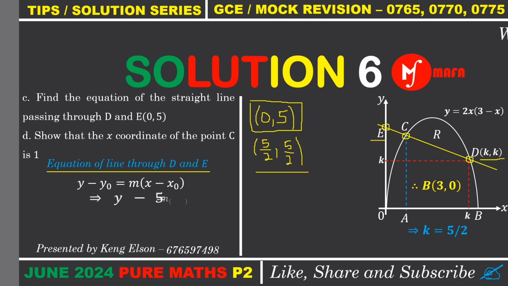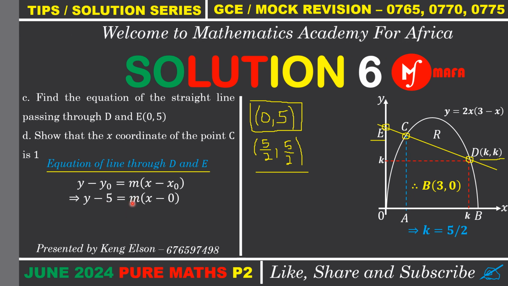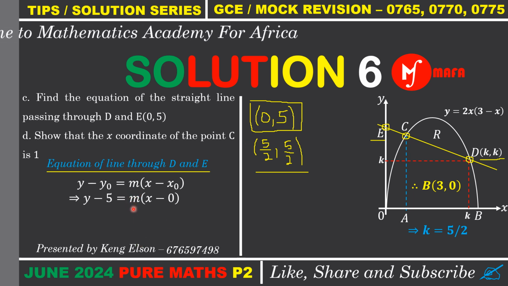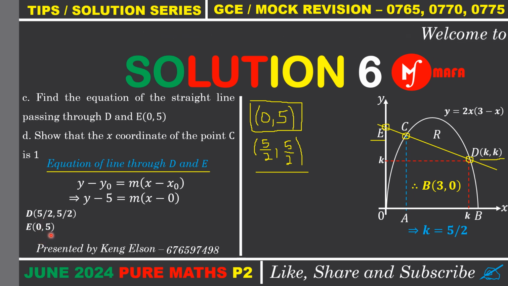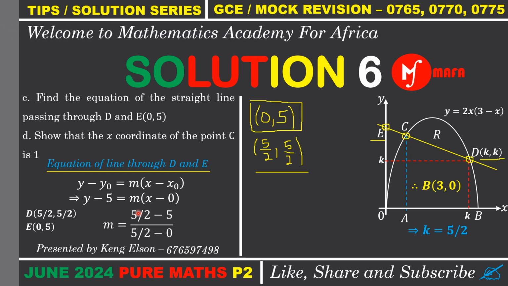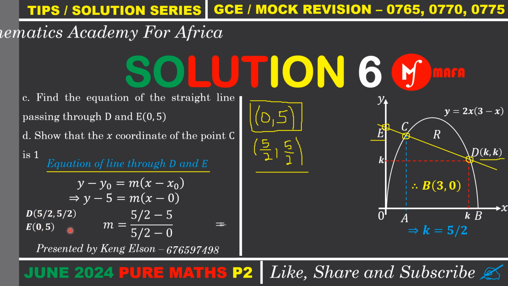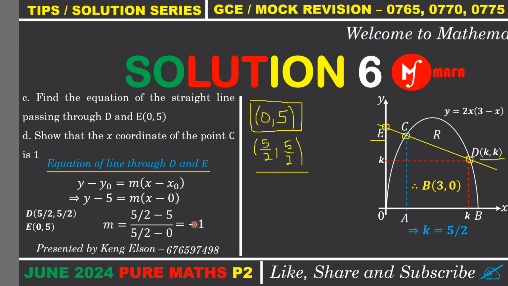So using the first point, we are going to have y minus y0, which is 5, is equal to m into x minus x0. Our x0 is 0. One thing is missing: we need to find the value of m. We have said that the line passes through the point D and also the point E. So the gradient of the line is just change in y over change in x. Change in y is 5/2 minus 5, divided by change in x, which is 5/2 minus 0. If you simplify everything, you're going to have -1. So the gradient of the line is equal to -1.